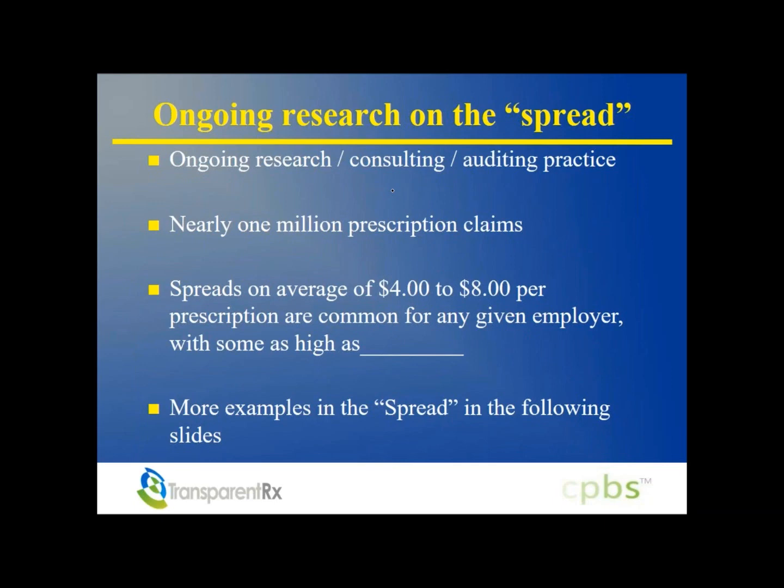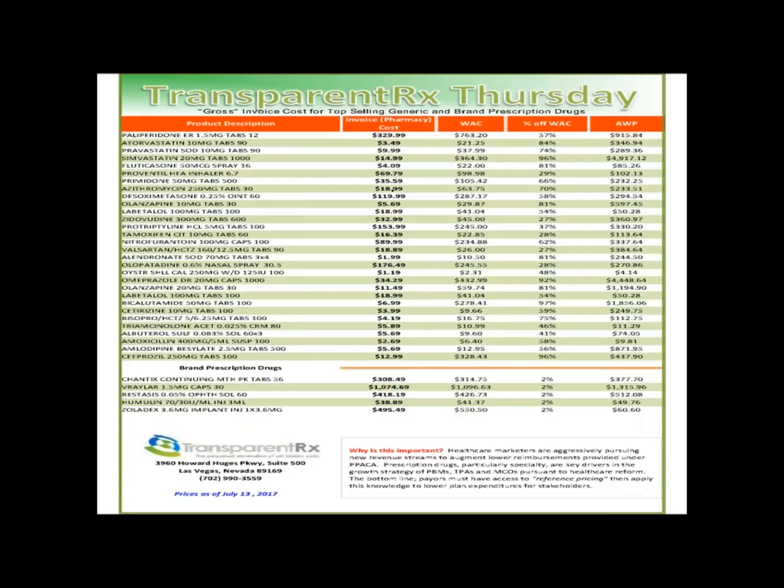Now, spreads that high, they happen a lot, but relatively speaking, they happen less frequently than what we typically see of $4 to $8 per prescription for a generic medication. But again, it's not uncommon at all. In fact, I expect to see spreads as high as $200 for a single generic medication. And here's how that happens.